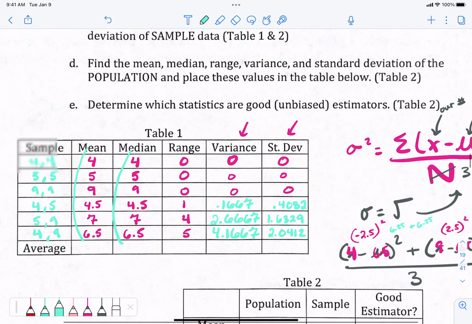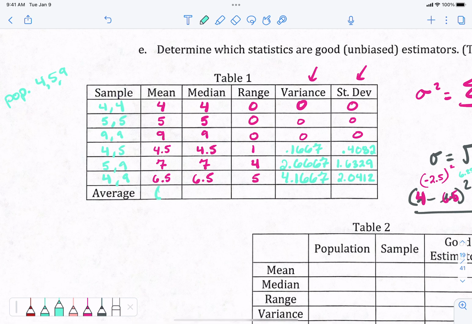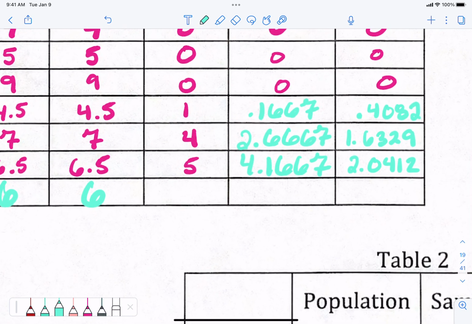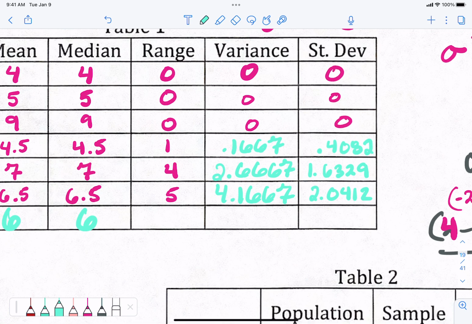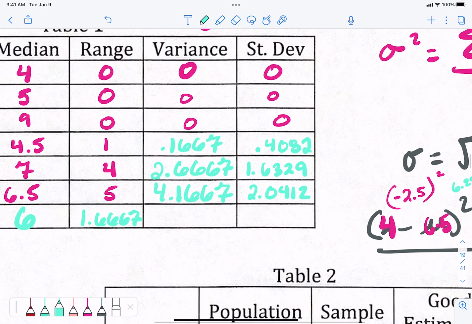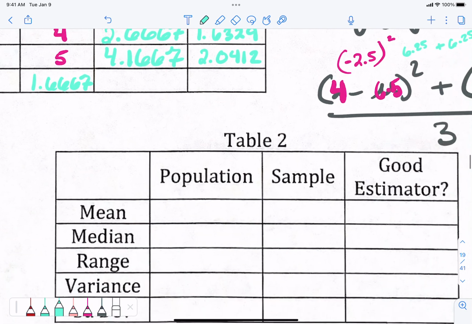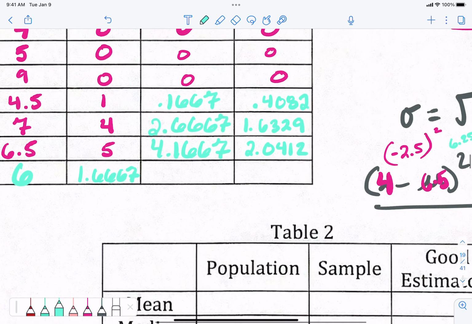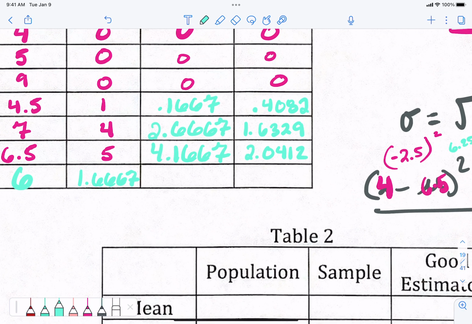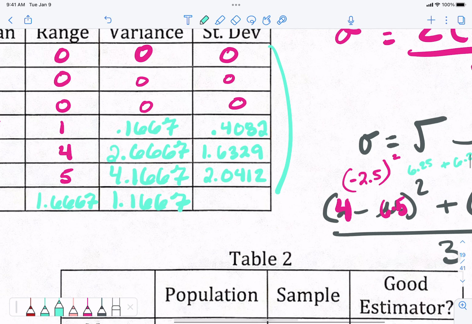Okay, the first 2 come out to be 6. Exactly. Perfect. Okay, so 6 here, 6 here. 1.6667 for the range. Okay. Variance, standard deviation. Let's do those. And then your standard deviation, add these up and divide by 6.